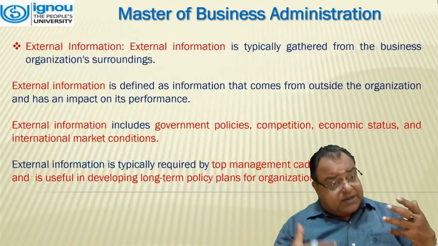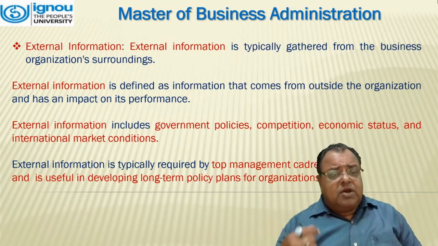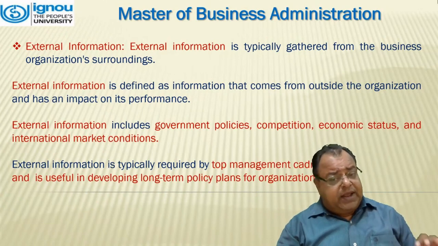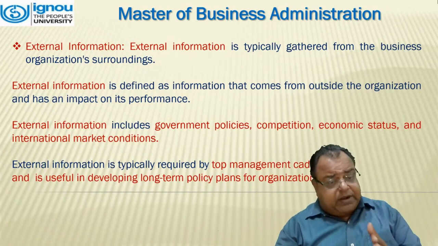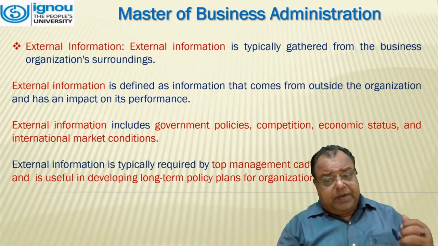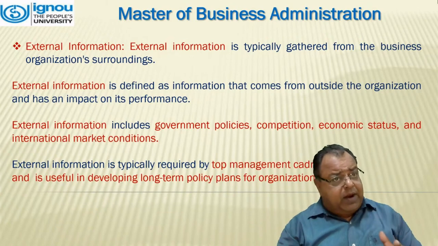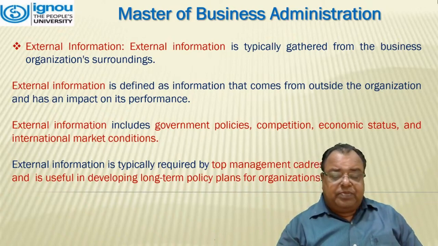Now, what is external information? External information is typically gathered from other businesses, organizations, and the surroundings. It is defined as information that comes from outside the organization and has an impact on its performance. External information includes government policies, competition, economic state, and international market conditions. It is typically required by top management and is useful in developing long-term policy plans for the organization.